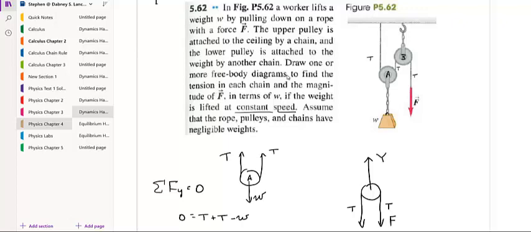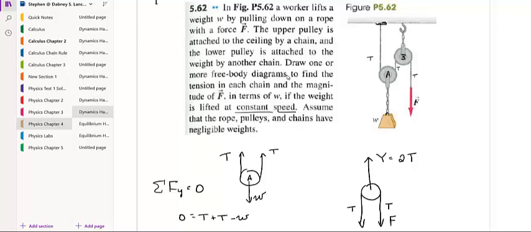So you can see Y is going to be equal to 2T again, because the sum of the forces in the y direction has to be equal to 0. So we have the tension pulling down both places. And in this case, as far as the rope over here, this is the only force it sees: the tension in the cable, which is half the weight, or half the force.